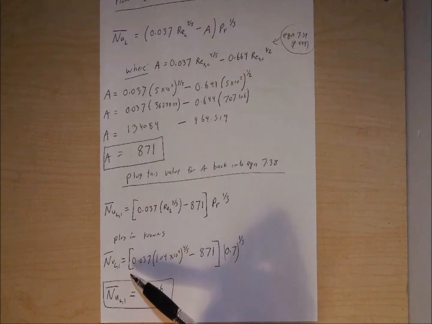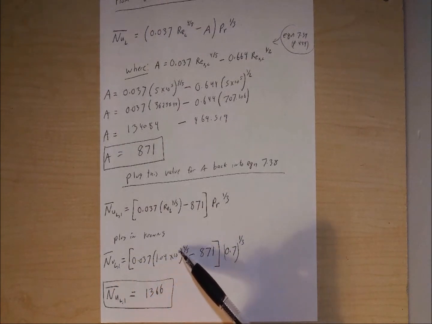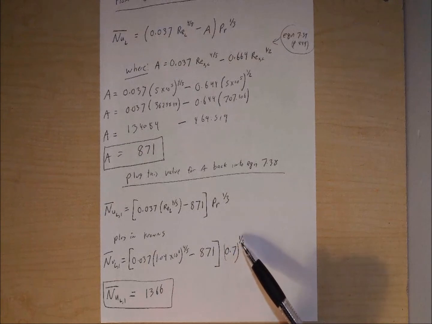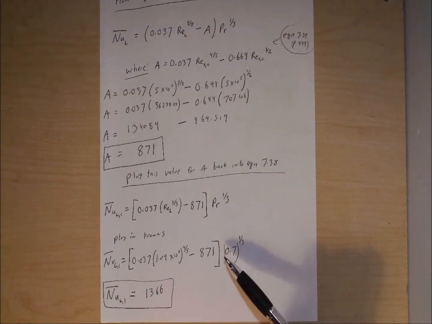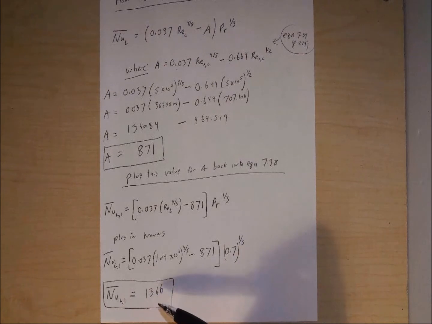We have that our Nusselt number is equal to 0.037 times 1.04 times 10 to the 6, all to the 4/5 power minus 871. This entire thing times 0.7 to the 1/3 for our Pr number there. Plug these values in, do it out, and we end up with the average Nusselt number equal to 1,366.